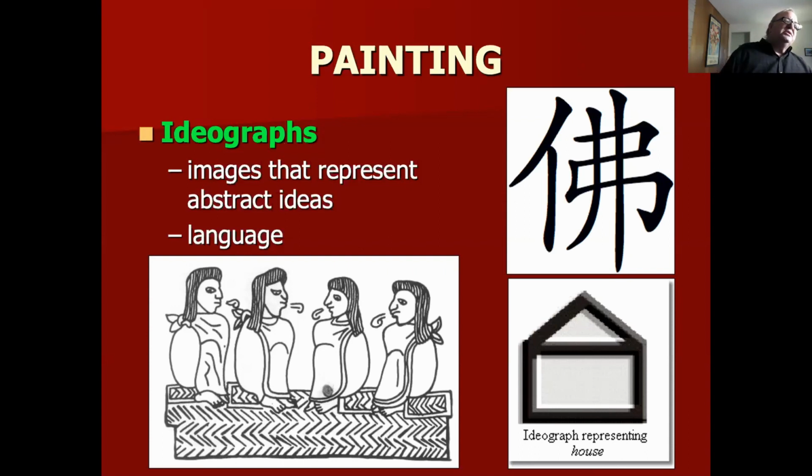And that represents an abstract idea. You look at the images on the right, and you've got a Japanese drawing that is representing an abstract idea. Bottom right is an ideograph that represents house. It does look a little like a house, like an iconic kind of thing, but it really represents the idea of a house. So you can really read that as having some meaning that relates to a house.